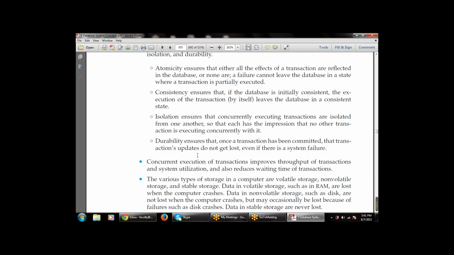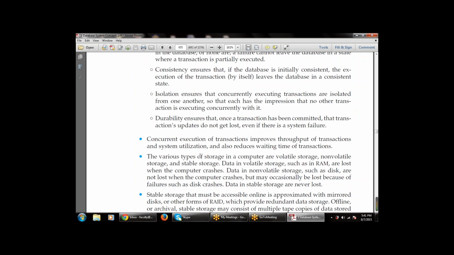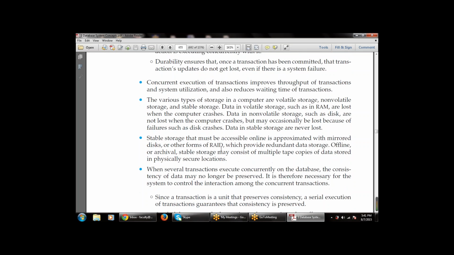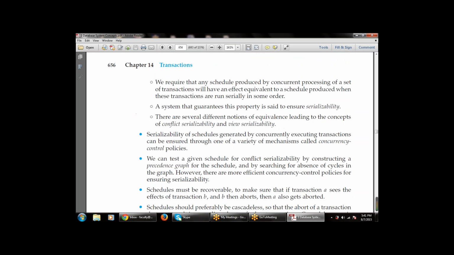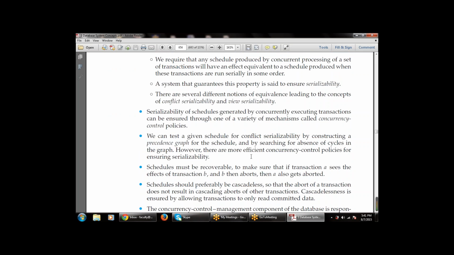The next point is that concurrent execution of transactions improves throughput and system utilization and also reduces the wait time. Various types of storage are available, like volatile, non-volatile and stable storage, and stable storage must be accessible online. When several transactions execute concurrently in the database, the consistency of data may no longer be preserved. There are conflict serializability and view serializability, and we can test a given schedule for conflict serializability.